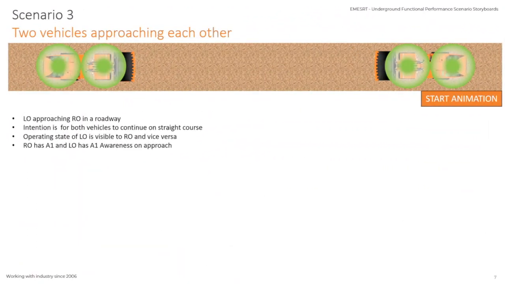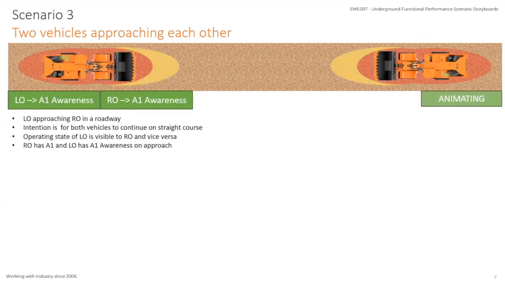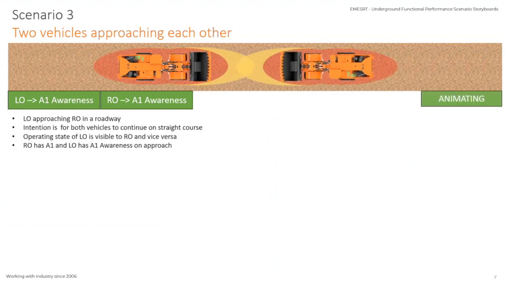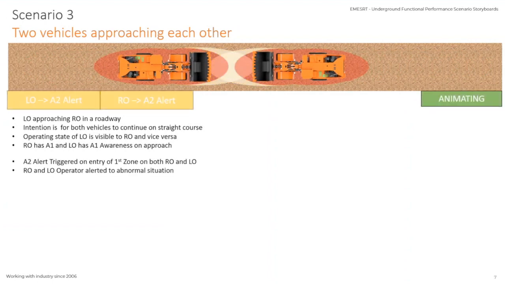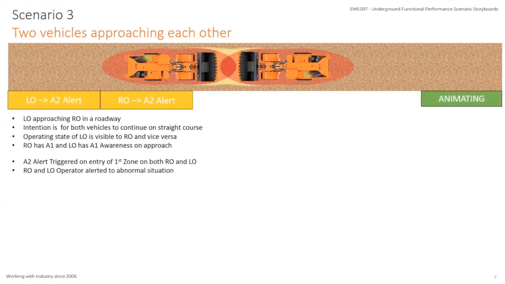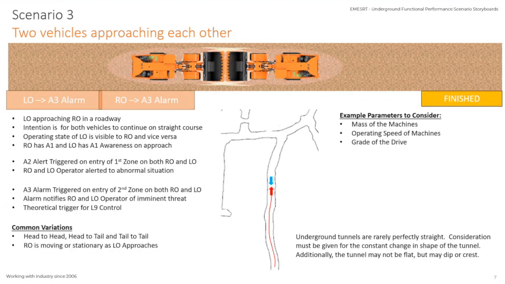In our scenario 3, we've got two vehicles approaching each other. So fairly similar to the previous one, fairly straightforward. Both machines, as they approach, should have their A1 awareness. As they get too close, they get their A2s. And if they continue to drive forward, we get our A3 alarms.